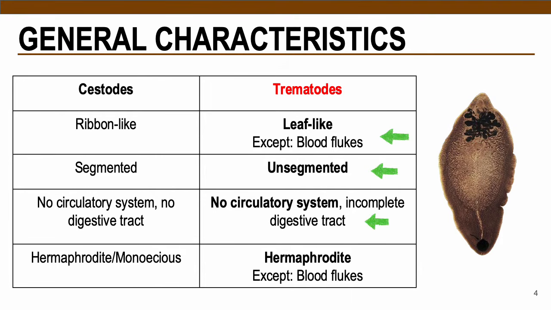There is no circulatory system, but they do have a digestive tract, which is incomplete compared to your cestodes that do not have one. And lastly, for trematodes, most of them are hermaphroditic. So that means these are monoecious. So there is only the presence of one single adult worm, except also for your blood flukes or schistosomes. Your schistosomes are dioecious, or there is a presence of a male and female adult worm.